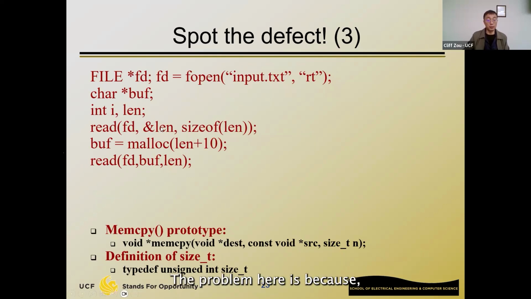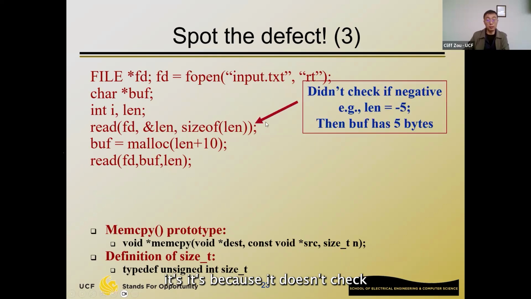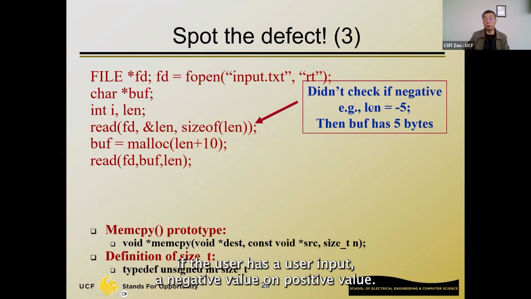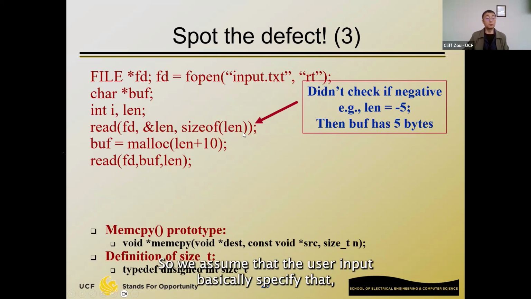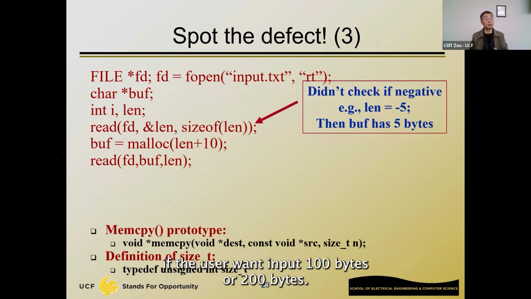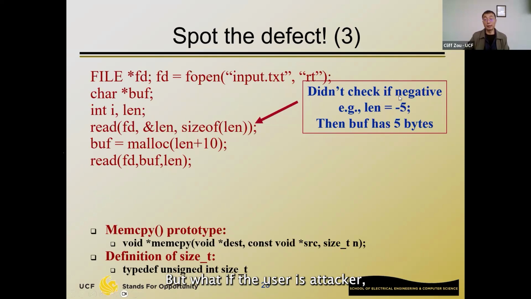The problem here is that it doesn't check whether the user inputs a negative value or a positive value. So we assume that the user input specifies that the user wants to input 100 bytes or 200 bytes. But what if the user is an attacker? He or she just inputs -5. Then this length is -5. Then -5 plus 10 will become 5. So the memory allocation will become 5 bytes.